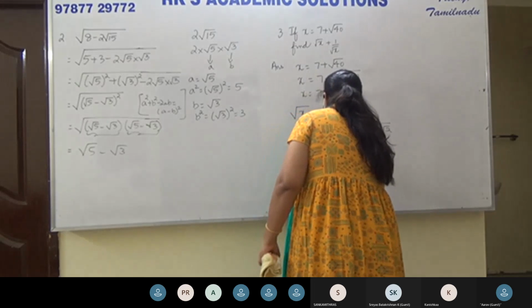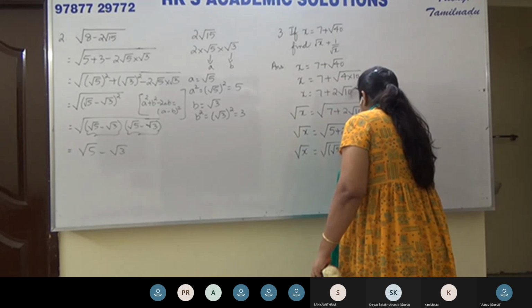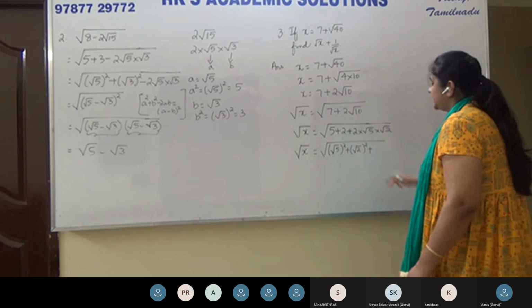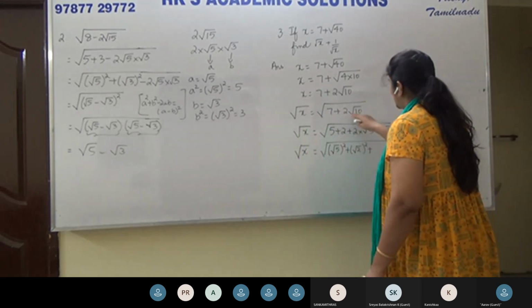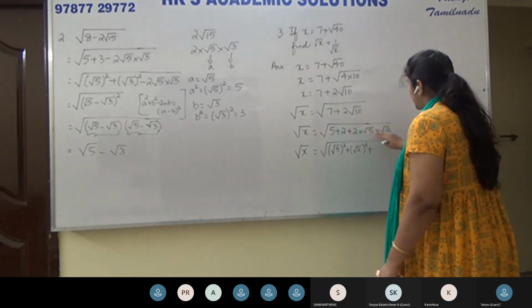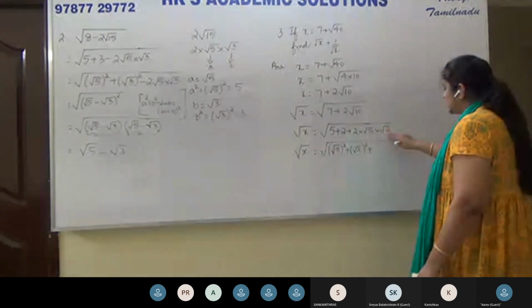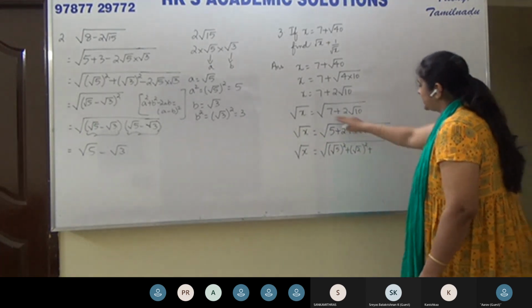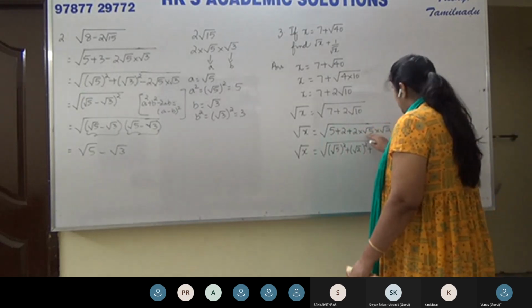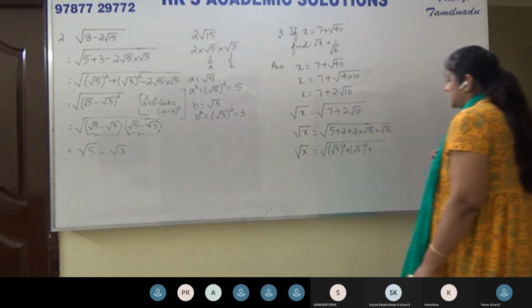So root x is equal to square root of 7 plus 2 root 10. Write 5 as root 5 the whole square, and 2 as root 2 the whole square, plus, why did we write 7 as 5 plus 2? Because 2 root 10, root 10 can be written as root 5 into root 2. Since root 10 can be written as root 5 into root 2, we get the clue from here. So we write 7 as 5 plus 2, not root 5 plus root 2. Root 5 plus root 2 is not 7. Since we see root 5 and root 2 here, we get the clue that we have to write 7 as 5 plus 2.